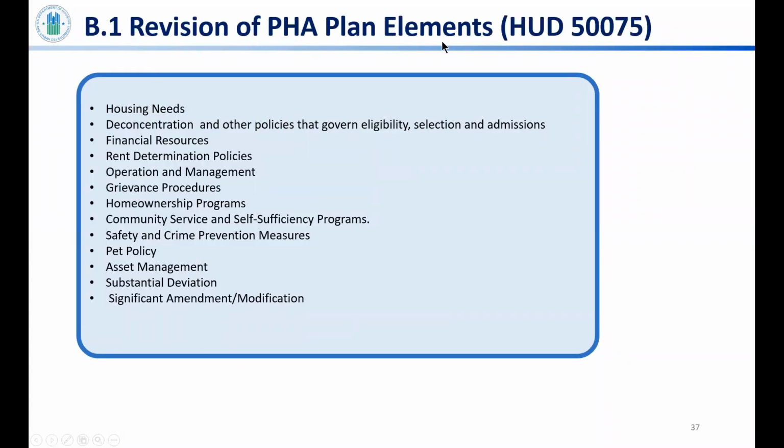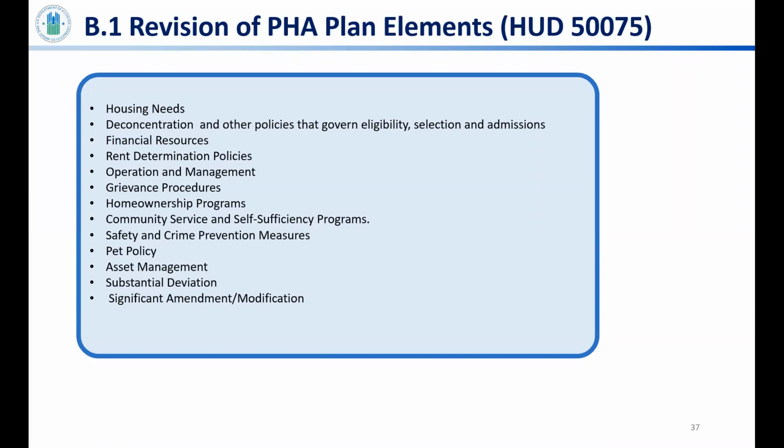Okay, so the revision of the plan elements. Section B1 of this form includes the following areas. Now I'm using the 50075-ST standard template. There are other templates, but since this is the majority of the ones that fall into the annual plan category, I'm using this form.